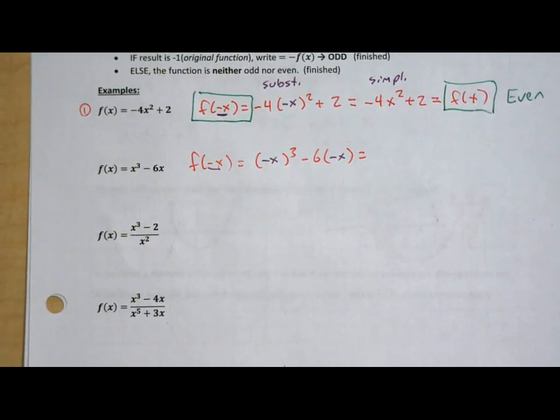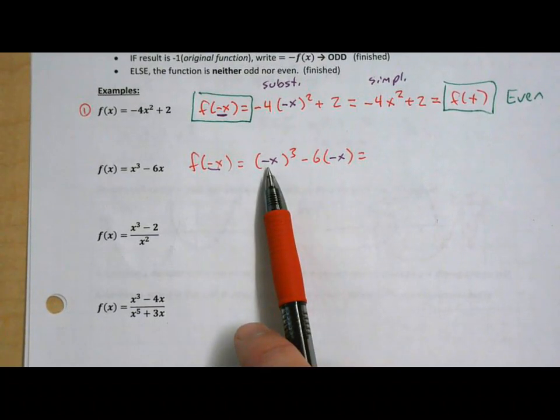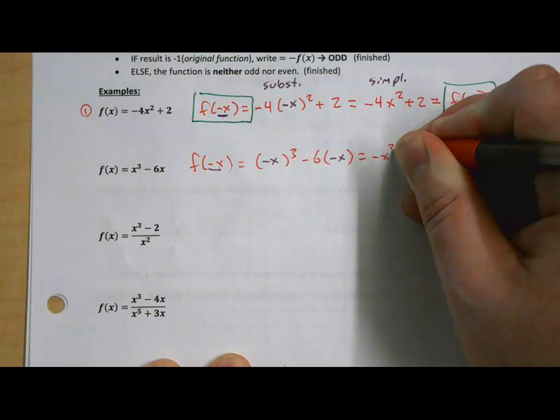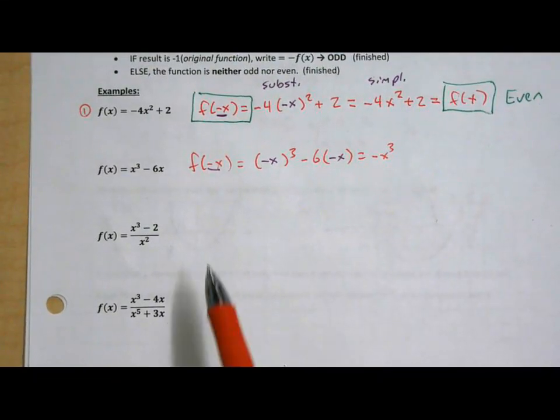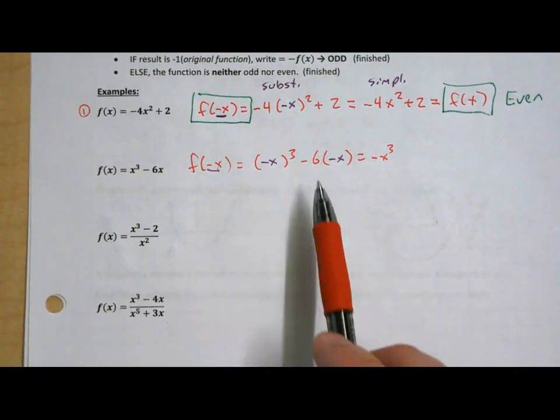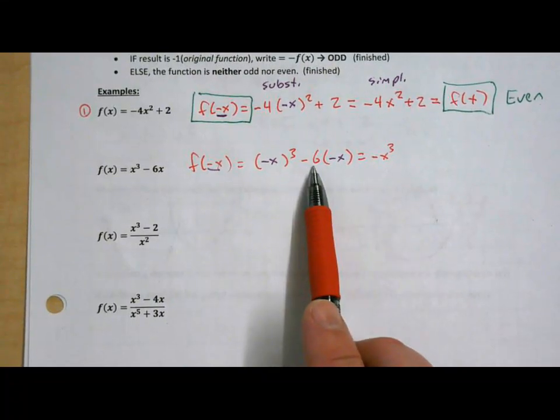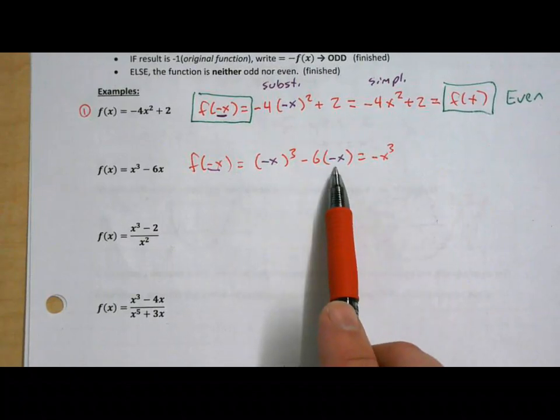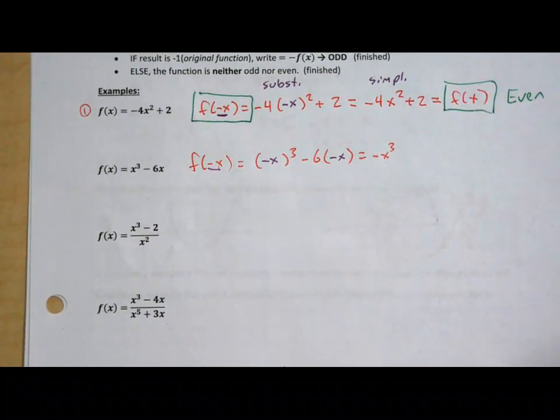And then we're going to simplify this. Now what happens when you cube a negative? It's going to stay a negative. So this is going to become negative x to the 3rd. So odd powers are going to keep the negative there. What's going to happen with this negative 6 and this negative x? Negative times a negative, that's going to become a plus 6x, isn't it?